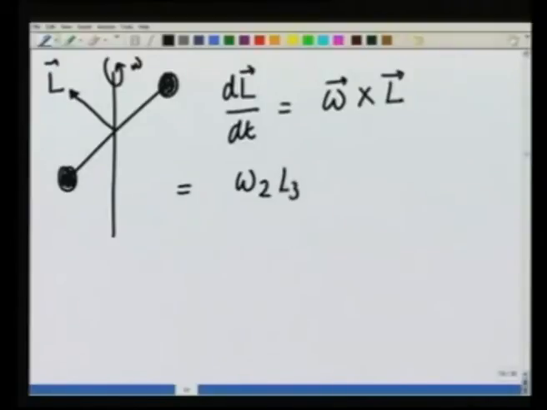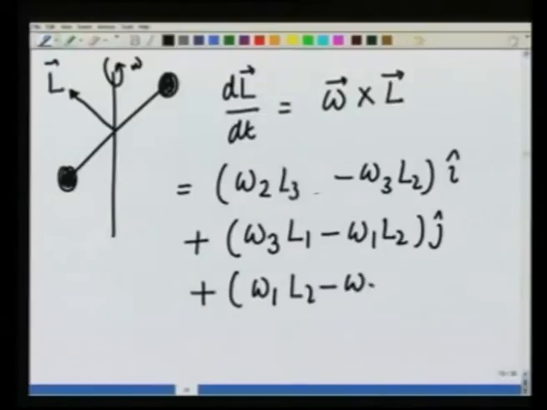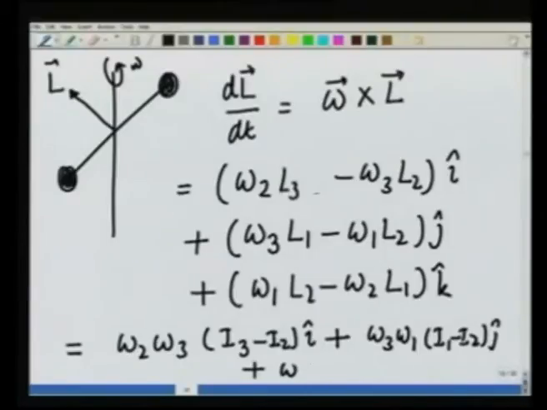and in general I can write this as omega 2 L3 minus omega 3 L2 i plus omega 3 L1 minus omega 1 L3 j plus omega 1 L2 minus omega 2 L1 k, which in this case can be calculated to be omega 2 omega 3 (I3 minus I2) i plus omega 3 omega 1 (I1 minus I3) j plus omega 1 omega 2 (I2 minus I1) k.